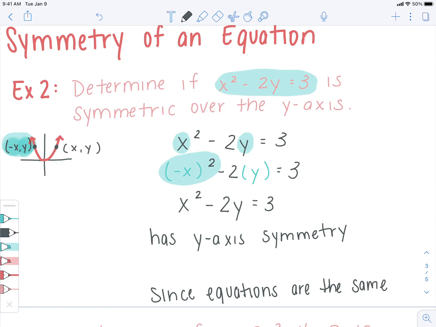You could also, if you don't love using x and y, pick a point like 1, 2, plug it in, see what you get, and then plug in negative 1, 2, and see if you get the same thing.